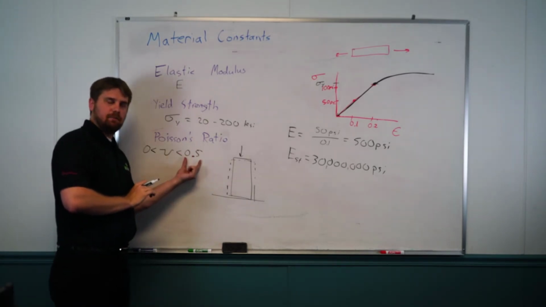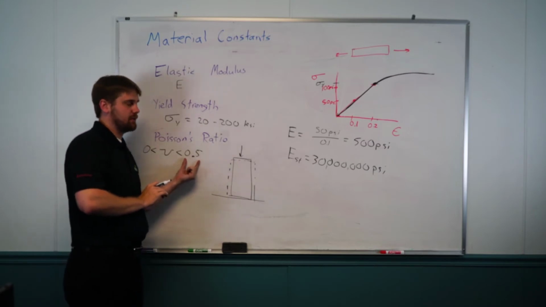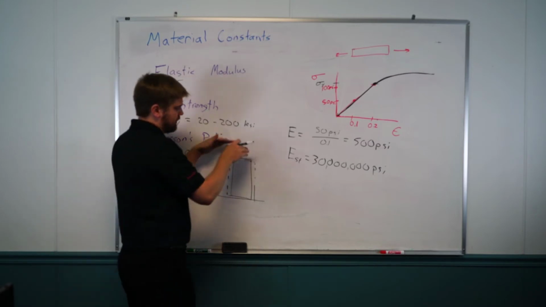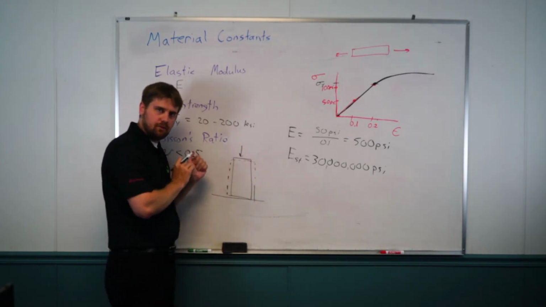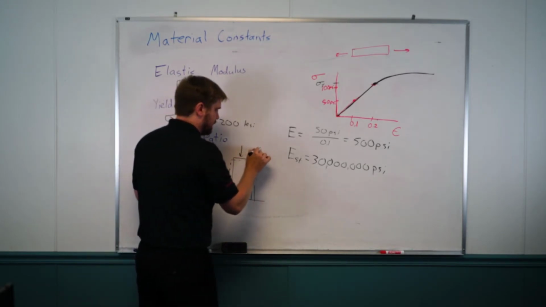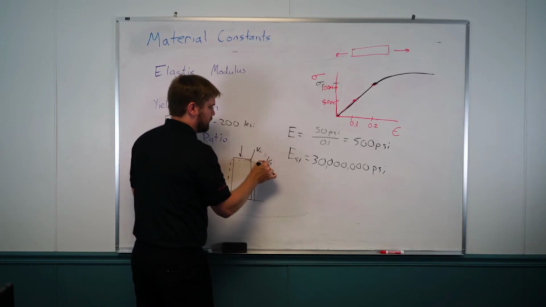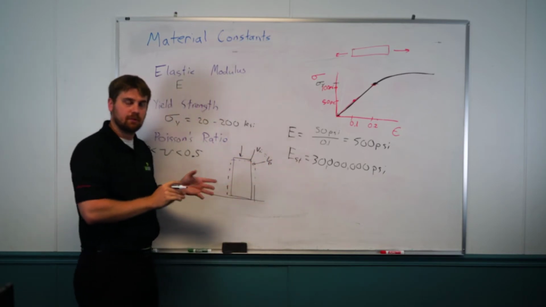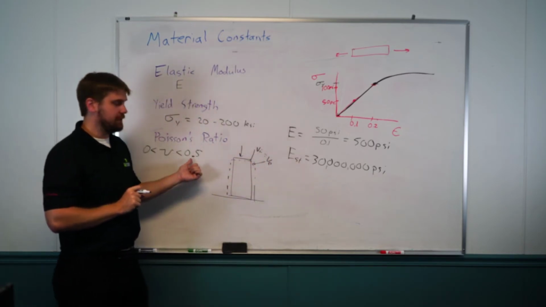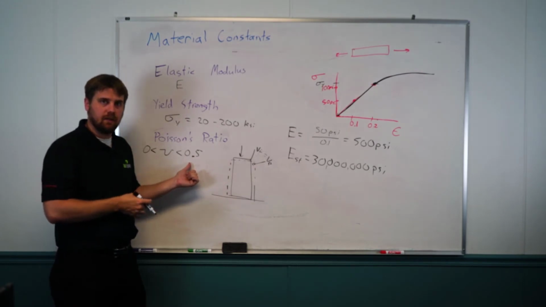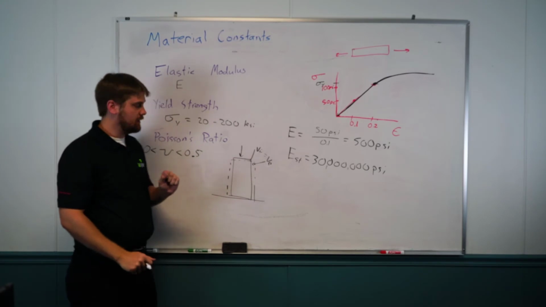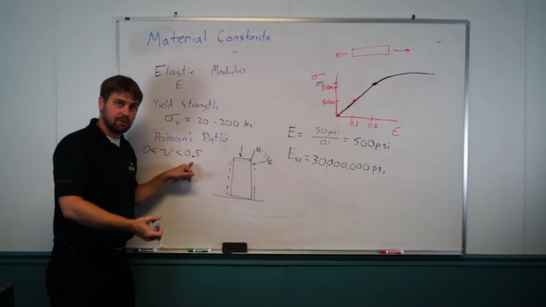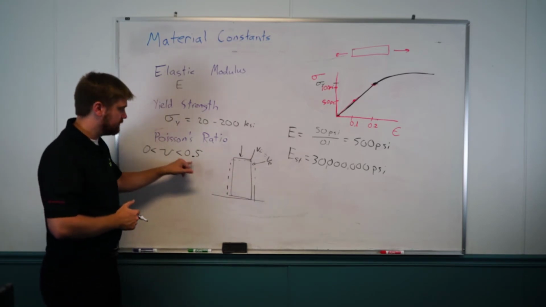Things on the 0.5 extreme imply that for every unit that I compress it this way, it'll expand by half a unit in the other two directions, such that the initial volume is equal to the final volume. So the volume doesn't change. We call this an incompressible material. Things like rubber, when you push it in one way, it tries to stretch in the other directions. Highly incompressible. It has a Poisson's ratio very close to 0.5.